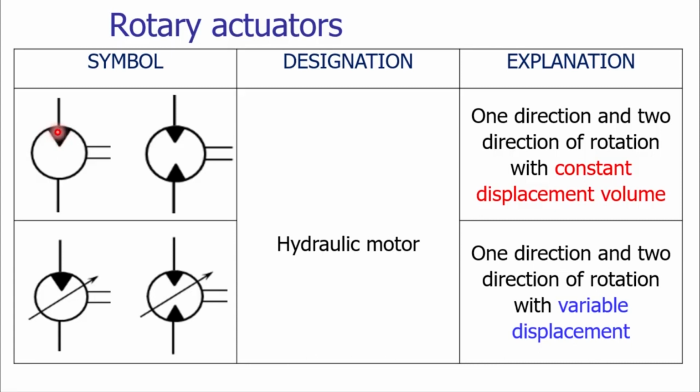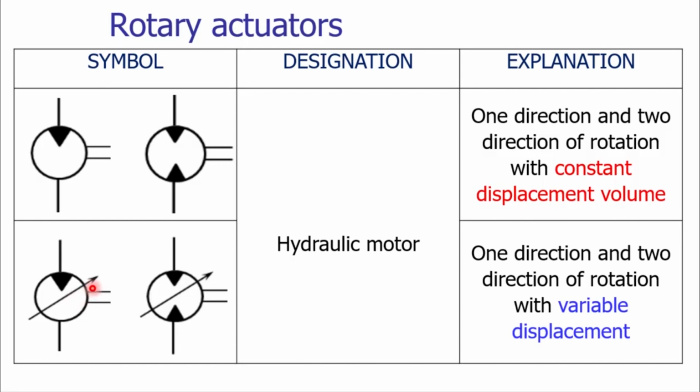The triangle is a filled-in triangle, so when only one triangle is represented, the meaning is that the motor allows only one direction of rotation. The two parallel lines designate the constant displacement volume. If we are using two filled-in triangles for the hydraulic motor, that means it provides us two-way direction of rotation. And the two parallel lines in the second schematic representation give us the information that it is also a constant displacement volume hydraulic motor.